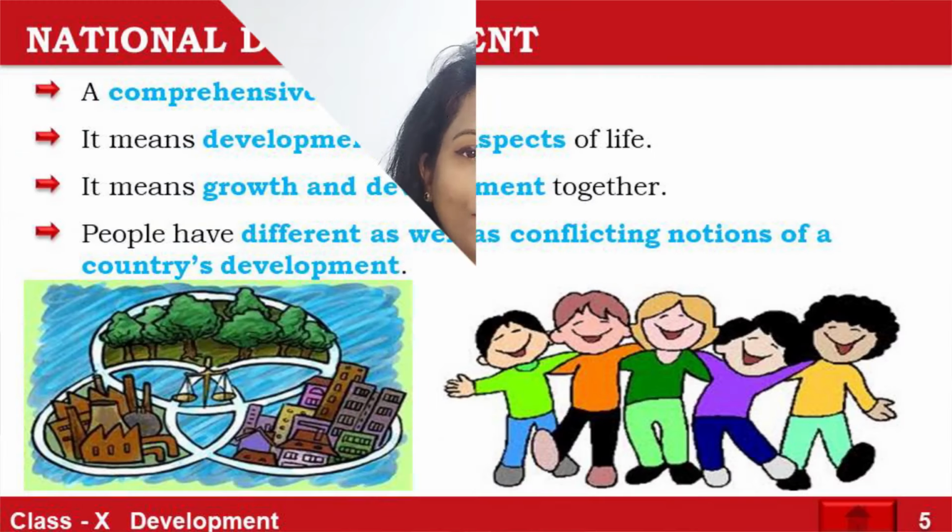So the question could be asked, what do you mean by mixed goals? So here we have asked two questions, but the answer is the same. What do you mean by mixed goals, or is income the only criteria for development? So both answers would be the same. Okay, so I hope so far the questions are clear to you. Okay, next we have national development.